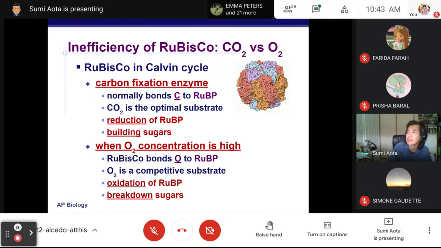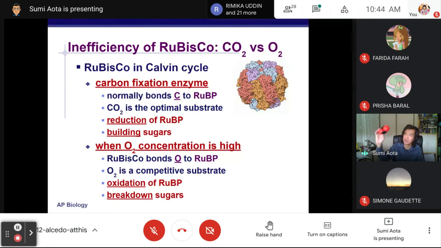At any rate, they're both very linear structures. Normally Rubisco is supposed to bind this molecule because it's the carbon fixing enzyme in photosynthesis. When Rubisco binds CO2 in its active site, you're going to reduce the RuBP and you're going to build sugar.